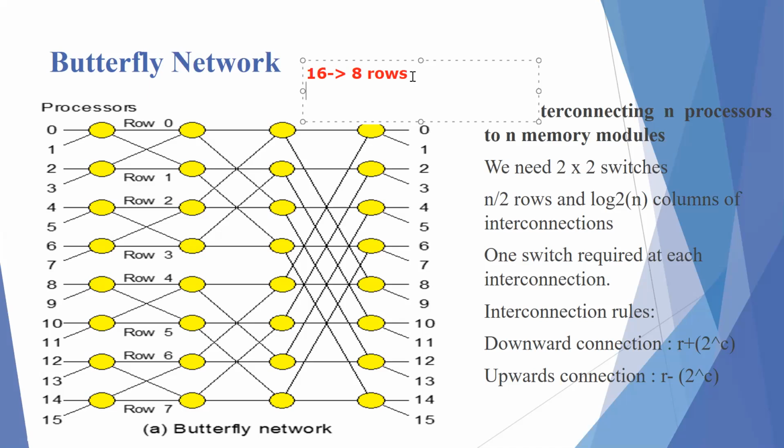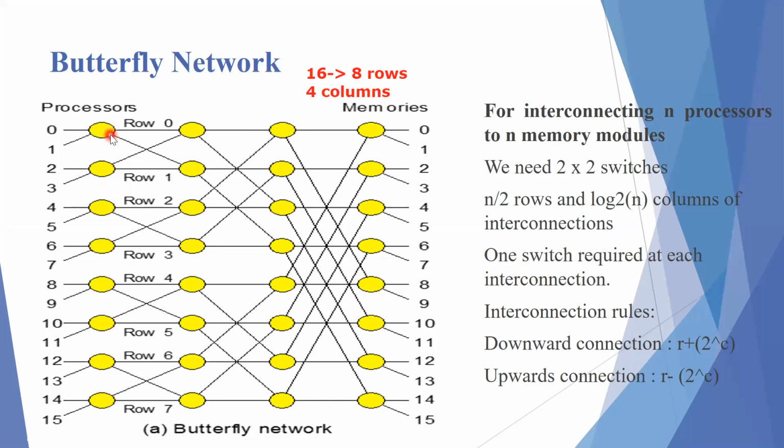So log base 2 of 16 becomes four. So 4 columns, right? Now, see, I have rows 0, 1, 2, 3, 4, 5, 6, and 7. 8 rows and 4 columns. 1, 2, 3, and 4. Okay?